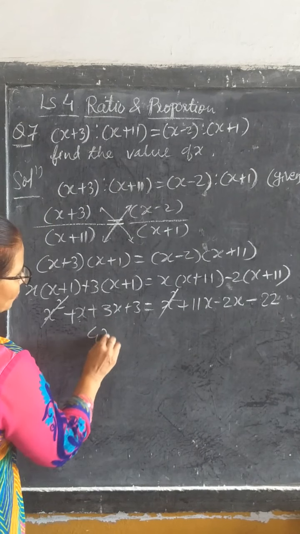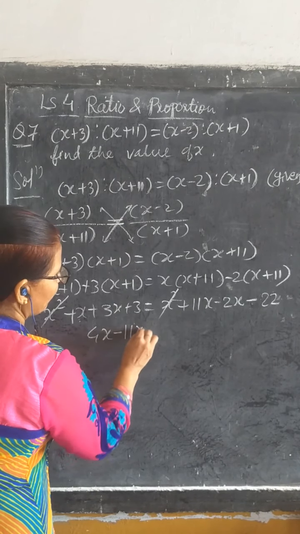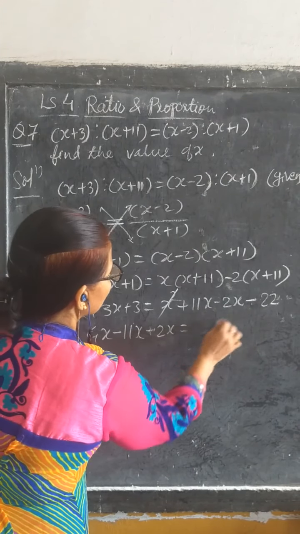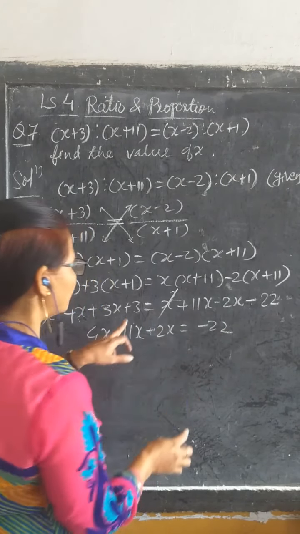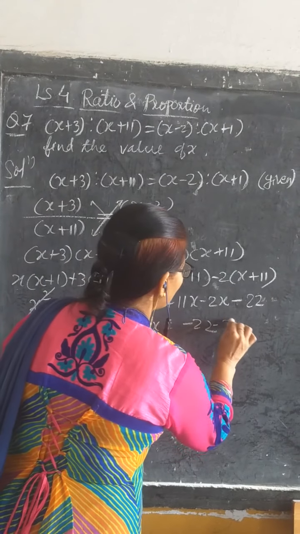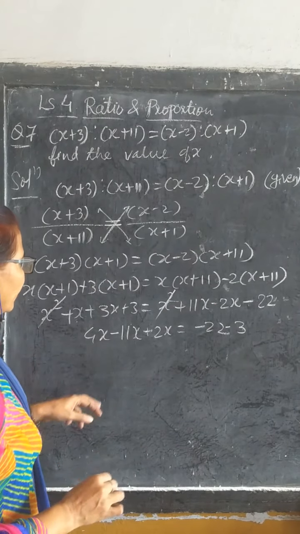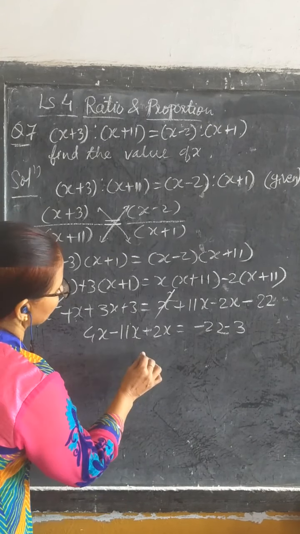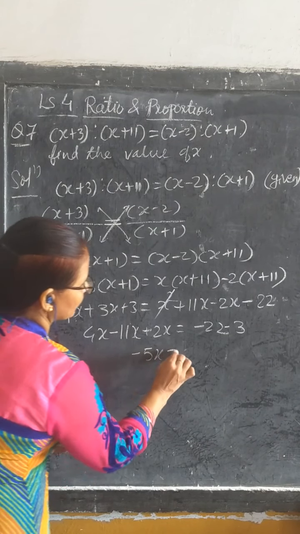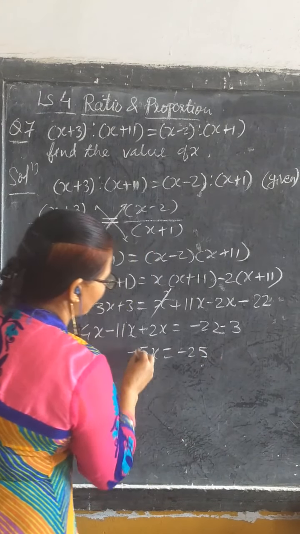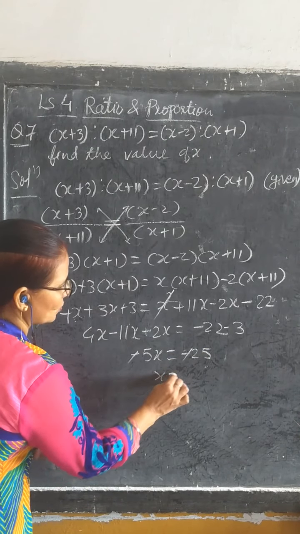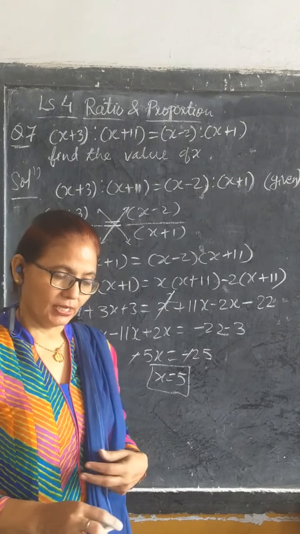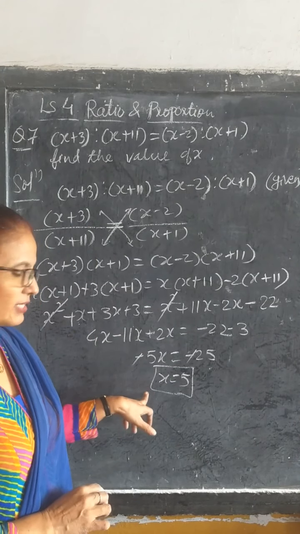Now let's transpose all the variable terms on one side. x plus 3x is equal to 4x. Transpose this, you will get minus 11x. This minus 2 becomes plus 2. Now see the numbers, here is minus 22 and this plus 3 when you transpose, it becomes minus 3. Now let's simplify. 4 plus 2 is 6 and minus 11x plus 6x is equal to minus 5x and here you are getting minus 25. So this minus minus gets cancelled. So x is equal to 25 by 5, that is 5. So the value of x is 5.